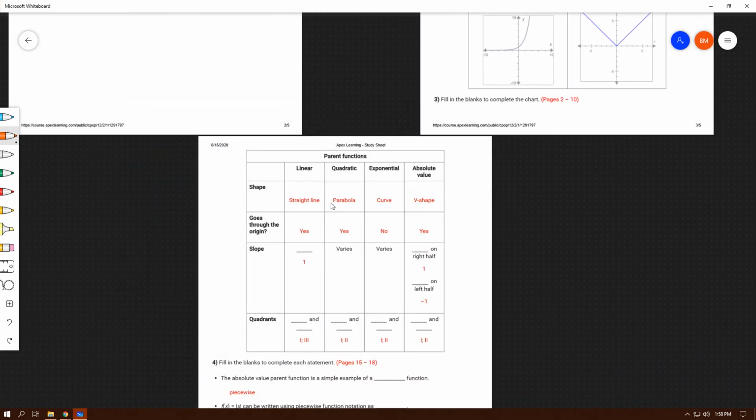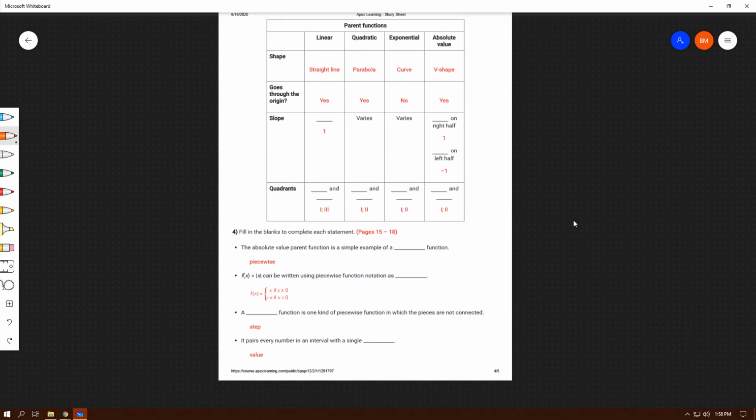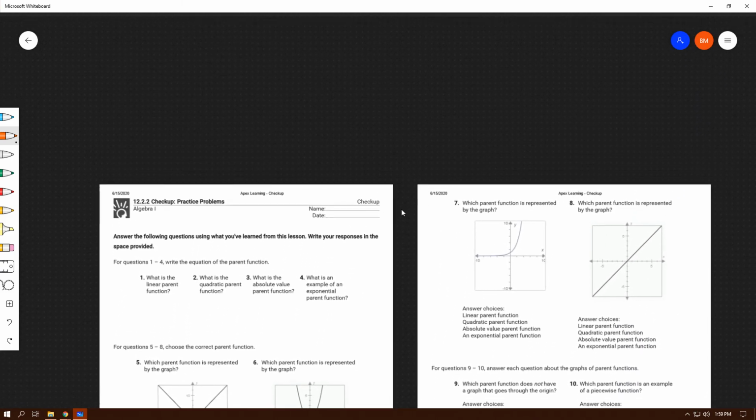Parent functions, they shape. It doesn't go through the origin. They all do except for the exponential. The slope will vary for most of them, but then they give you all the information, then they tell you what quadrants you're in. All right, and that's all we're going to need to really worry about here.